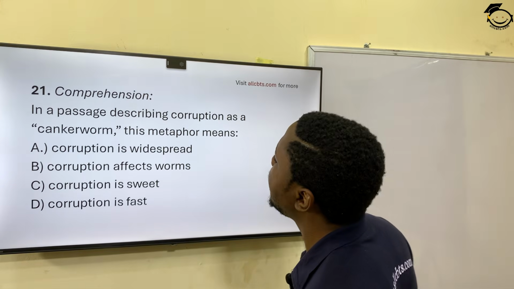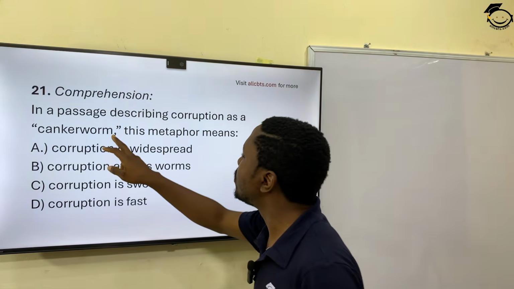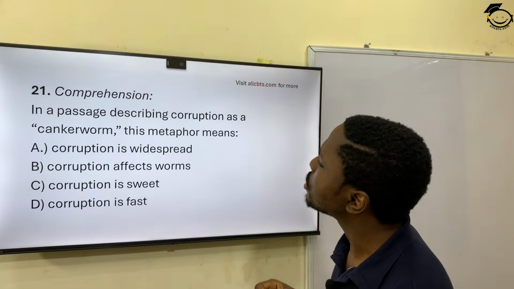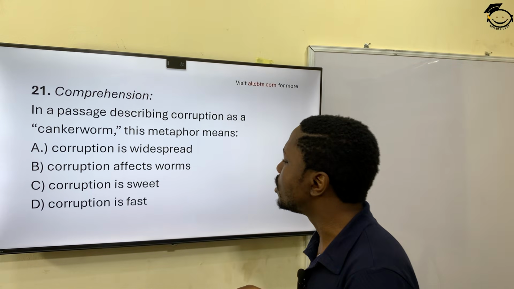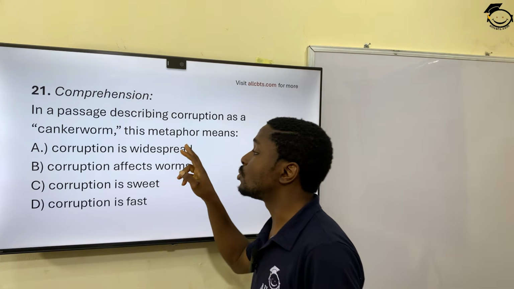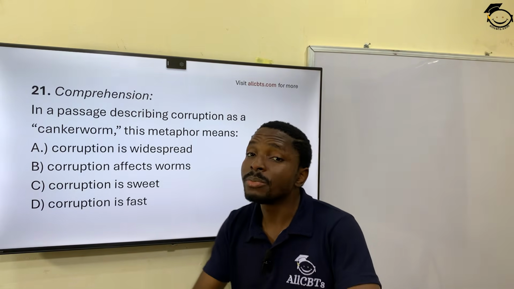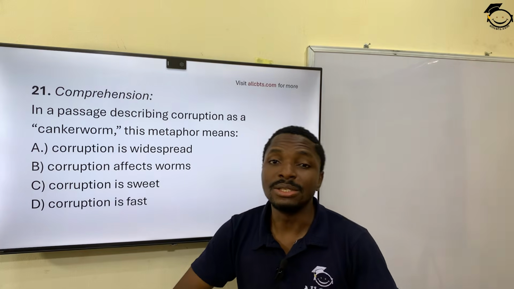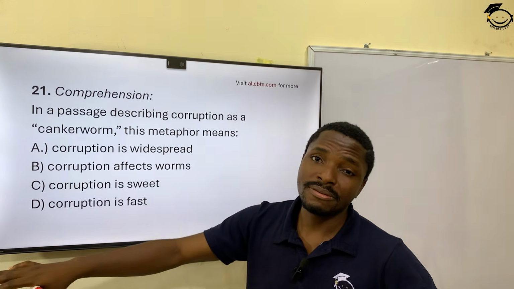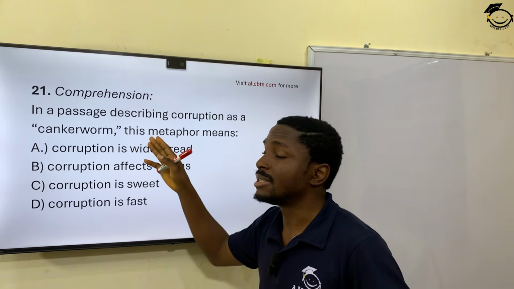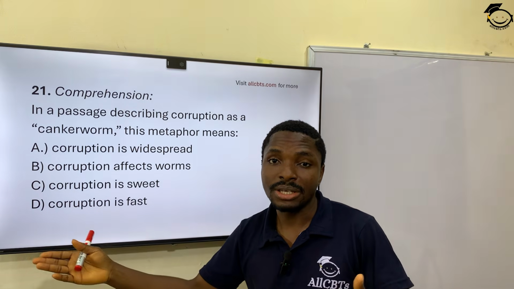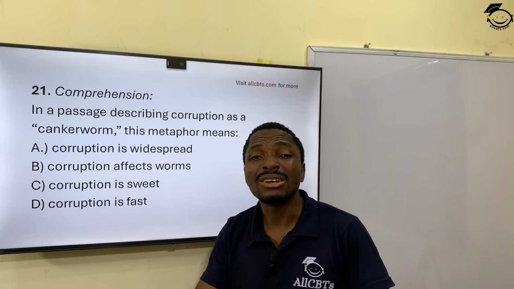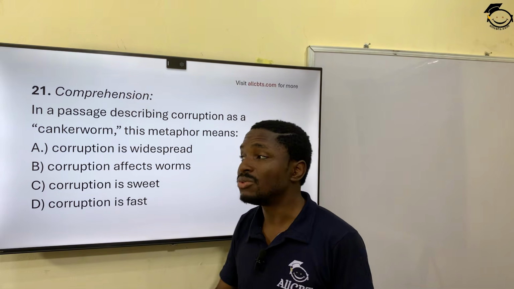Comprehension. In a passage describing corruption as a cankerworm, what does this metaphor mean? This is taken from a comprehension. That means corruption is widespread, because cankerworms spread. They are also always associated with caterpillars. They spread, and as they spread like that, they destroy stuff. So that's what it's actually saying. The passage is inferring a metaphoric expression. So corruption is like a cankerworm. It just spreads and continues to eat deep into the fabrics.